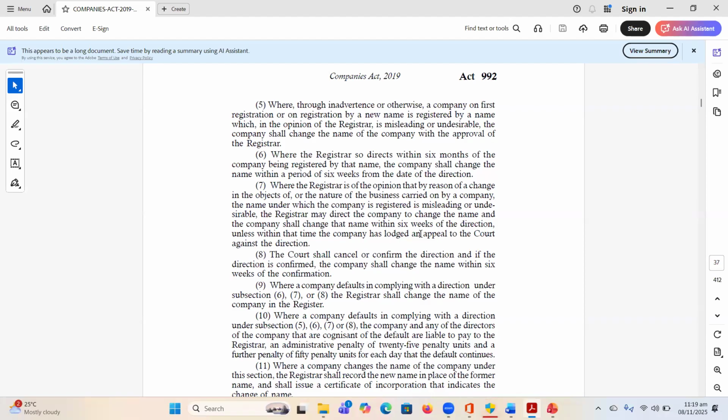And that may also take a while before the court will give a definitive hearing and pronouncement. And if the court should even agree with the registrar, based upon the wording of 21.8, you have 6 weeks from the date of the confirmation. So instead of the first 6 weeks, you could end up having 6 plus 6, 12 weeks to comply with the directive.